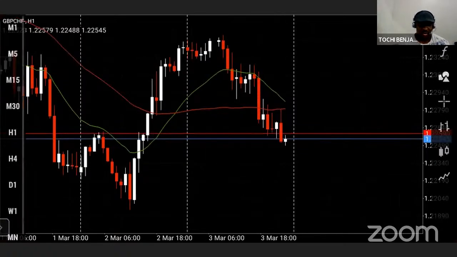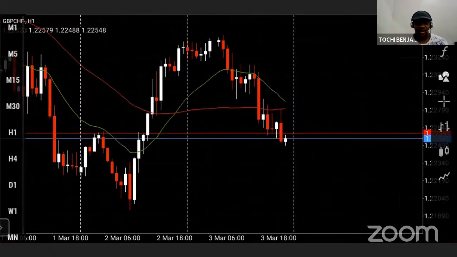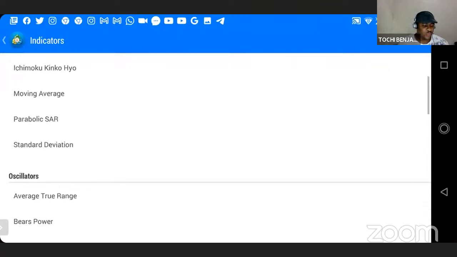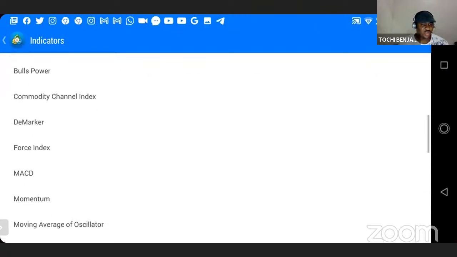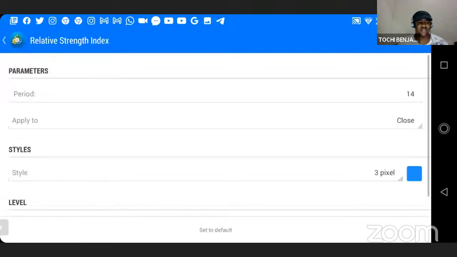Okay, so I want to put RSI on our chart. Go to the F that you have seen on my right screen, and click on the F. The way we put our moving average, go to that same F, click on F plus, then look for oscillator. On oscillator, you will see the relative strength index. Click on it. You see the period is 14, apply to close, same thing.